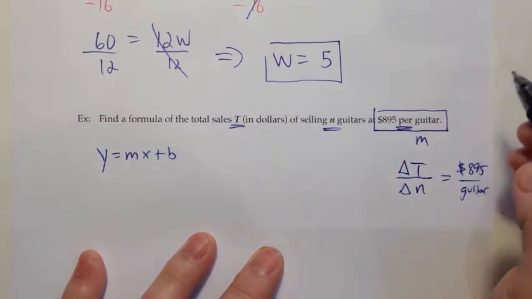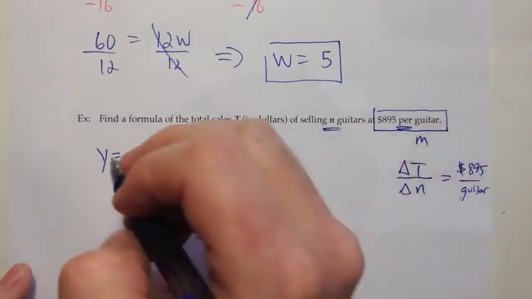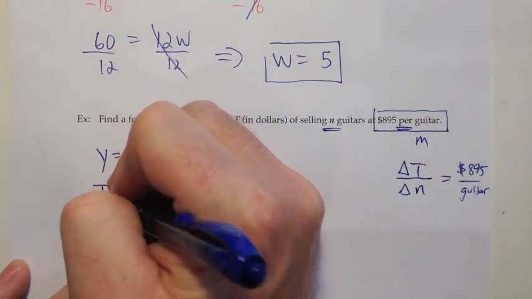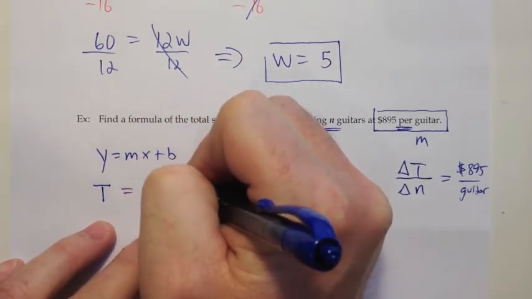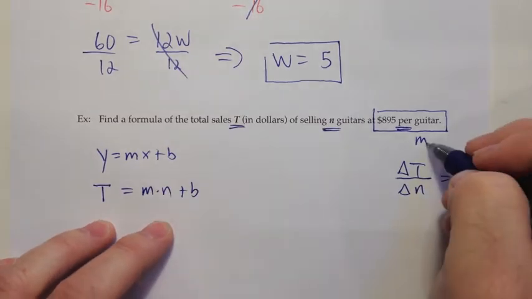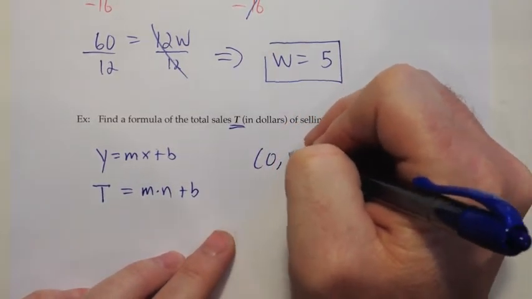So that would be change in T. This is my input variable, that's my output variable, so it looks like my equation is going to be of the form T equals M times N plus B. And we already said M right here is 895. So now we're just thinking, well, what's the B?